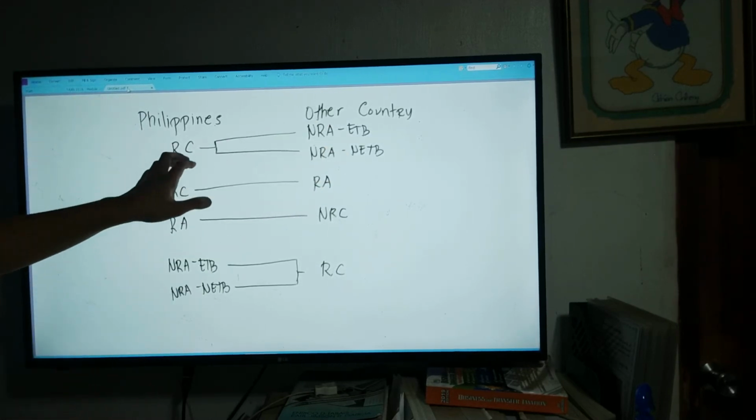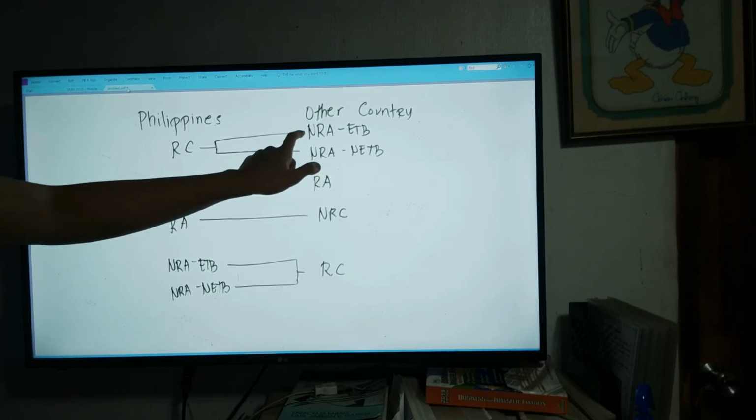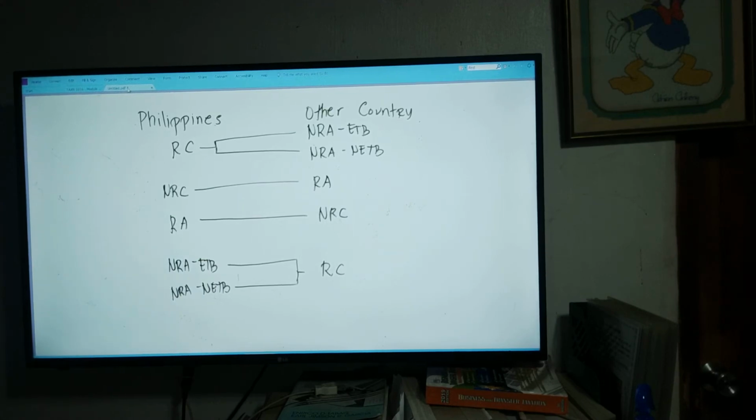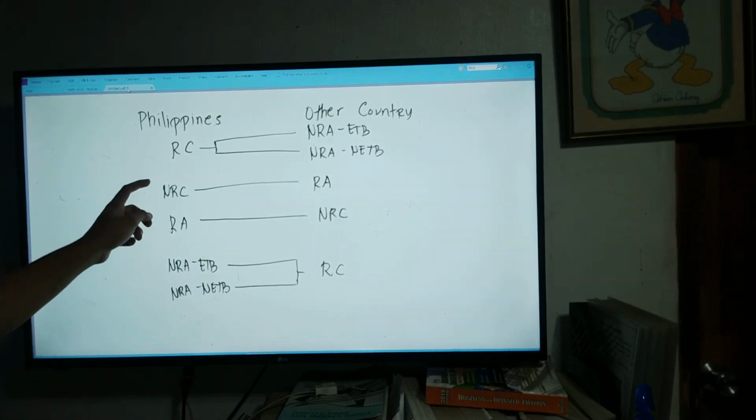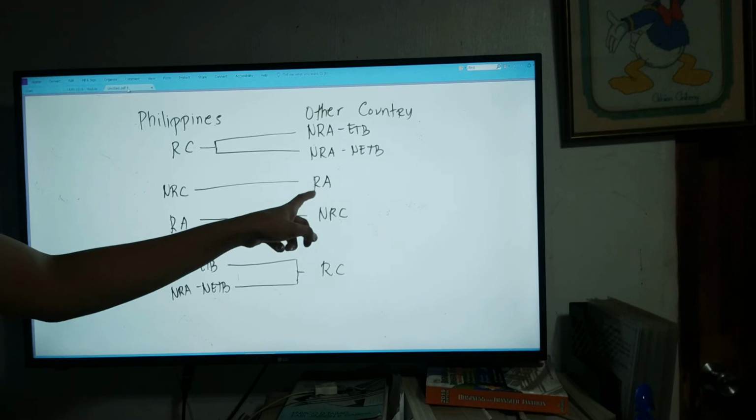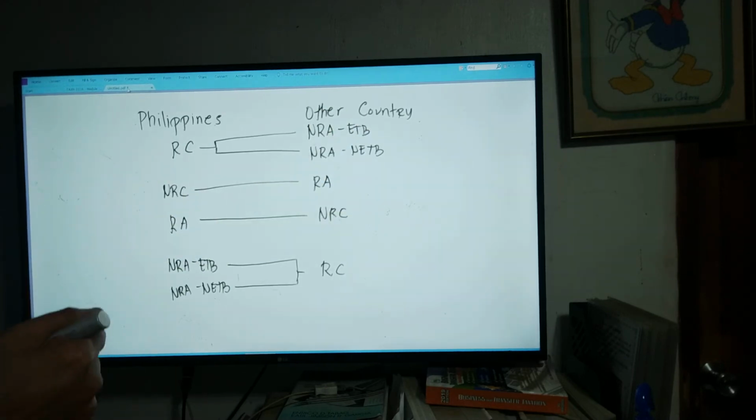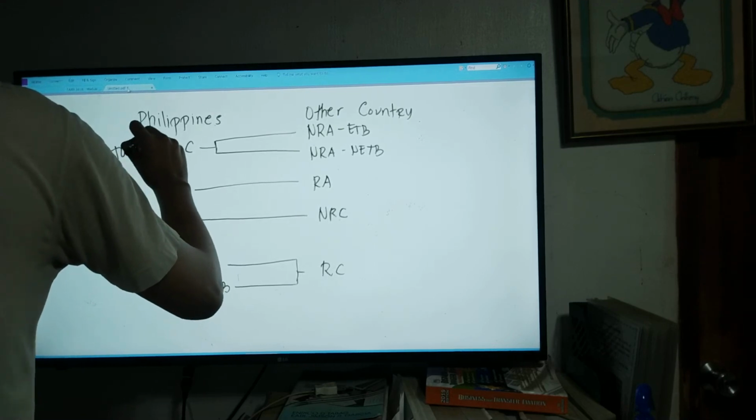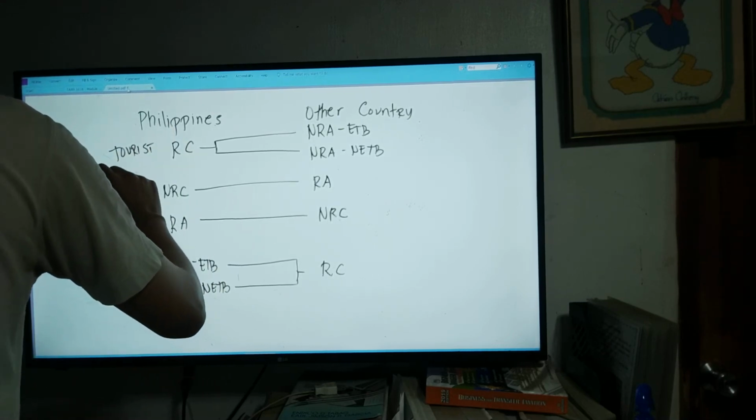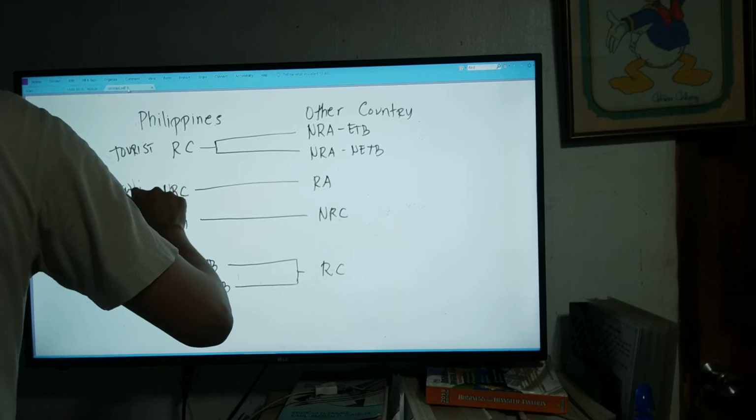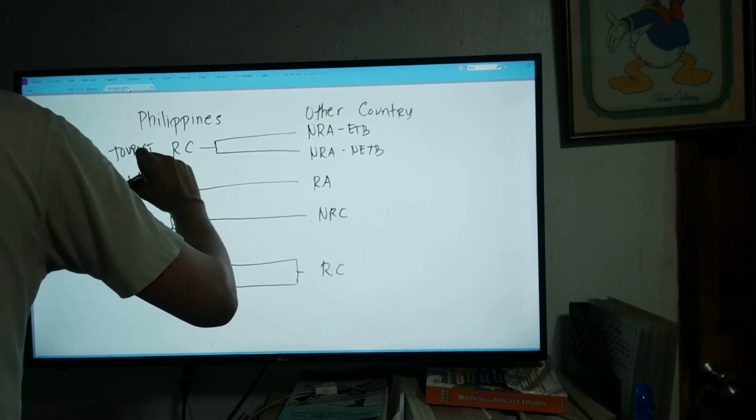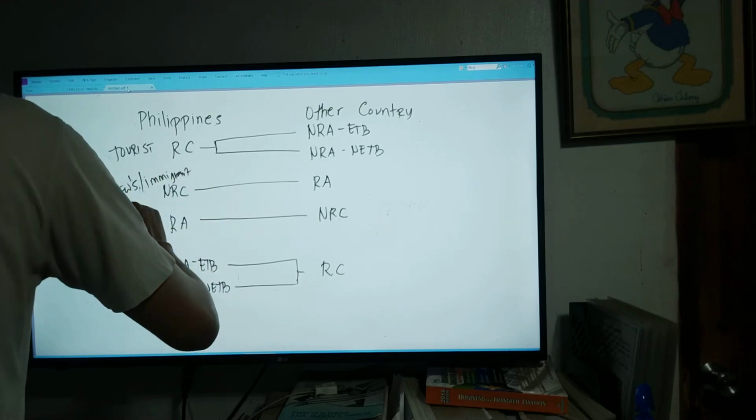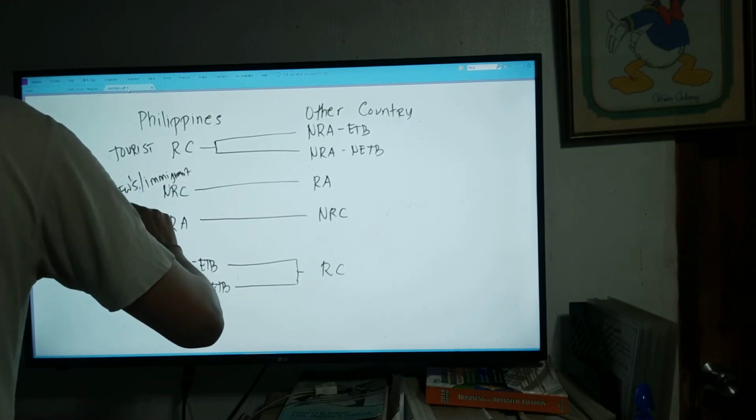So yung resident citizens sa atin, for other countries, syempre, natural, it's an NRA, ETB, or NRA net B. Okay? So kapag yung mga non-residents naman sa atin, they are the RAs of other country. So, say for example, mga tourists, and then ito naman, OFWs, immigrants, okay? Ito naman, expats, expatriates.